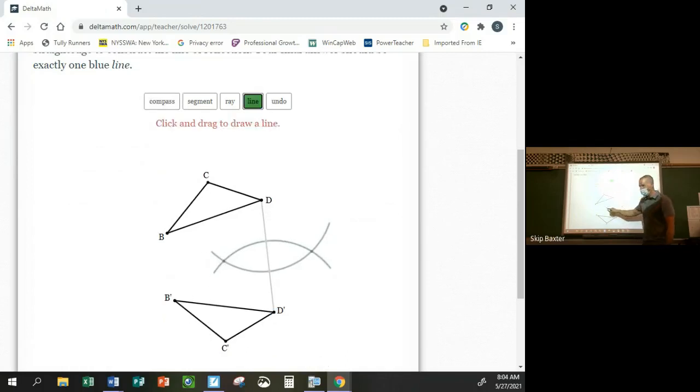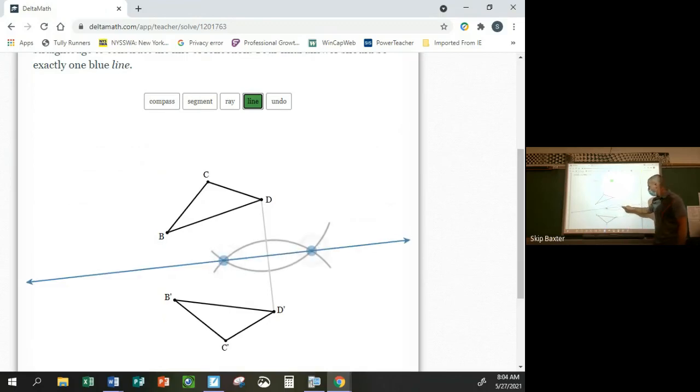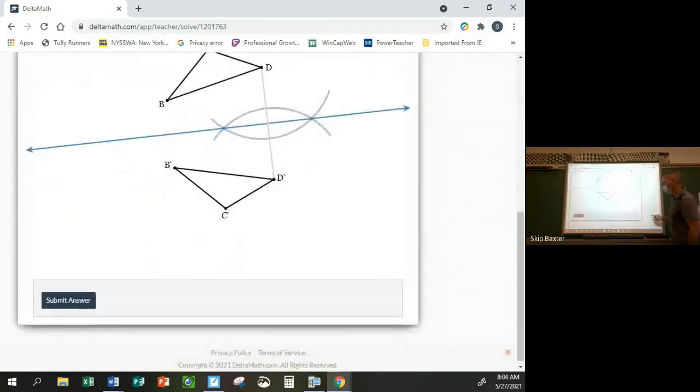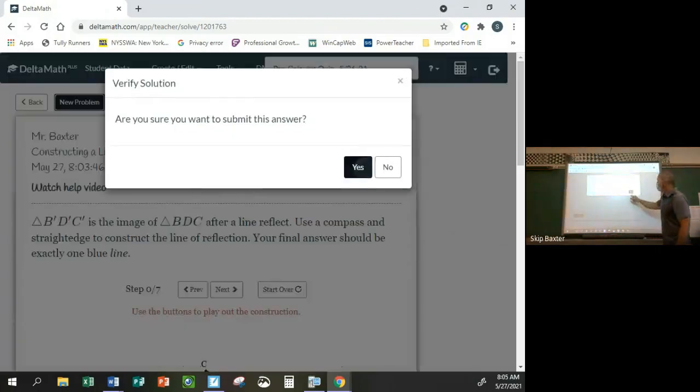And remember, you don't want to start your line way out here and draw it. Even if it goes through these points, it's going to say it's not. So you've got to pick that point and then pick that point, and then that's the answer. That's it. So that's the line of reflection. So submit, yep, and that's it.